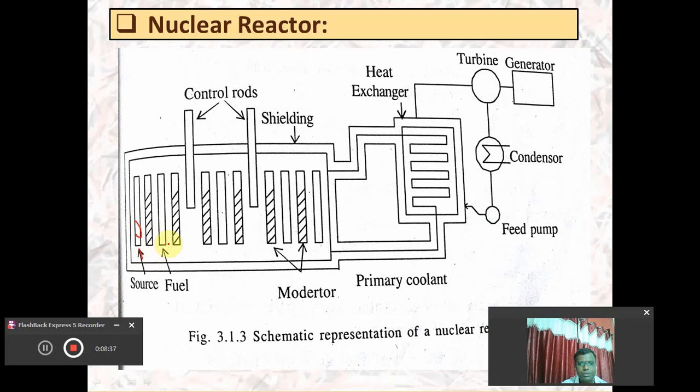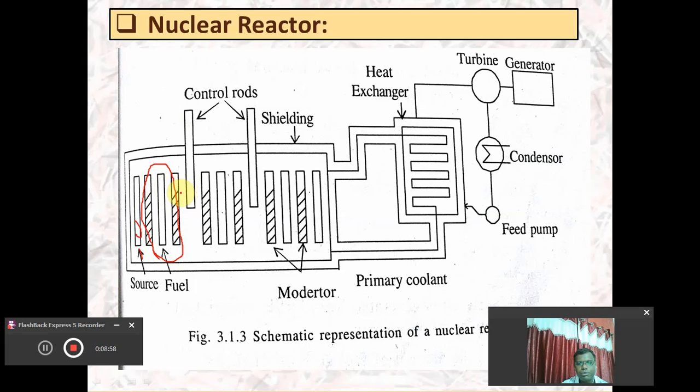Again, this is the core part of this nuclear reactor containing the nuclear fuel. So this is the core, which is the central part of the nuclear reactor, in which the nuclear fuel, either fissile or fertile material, is placed.